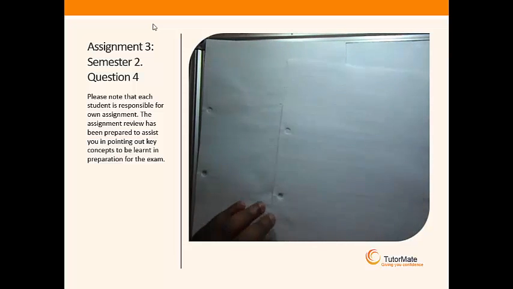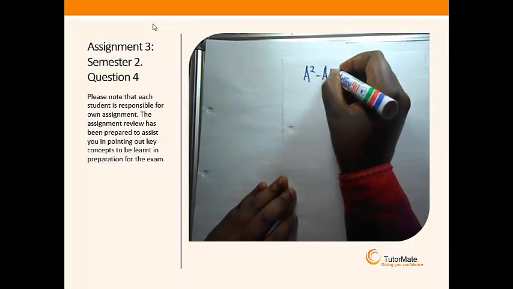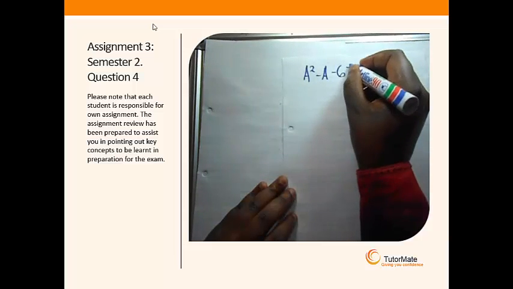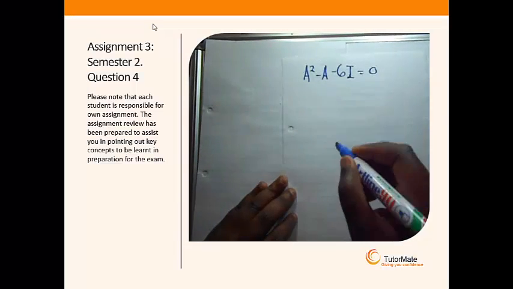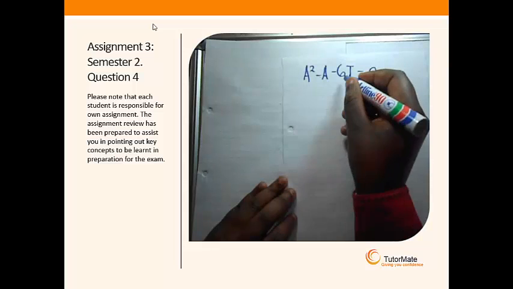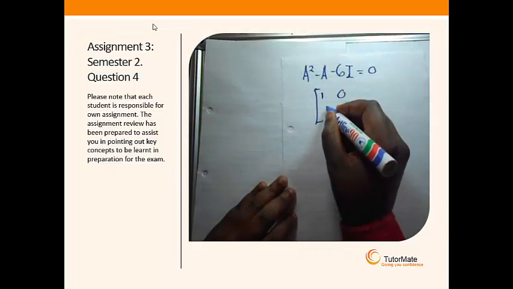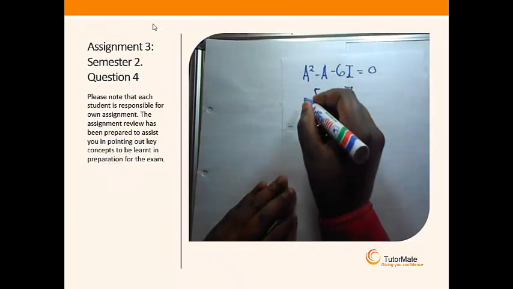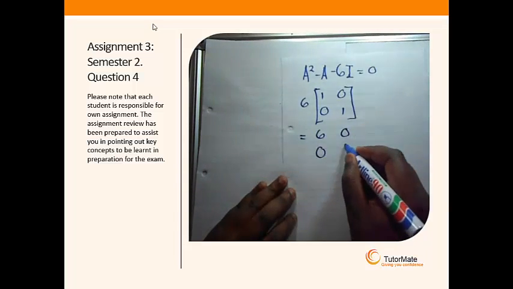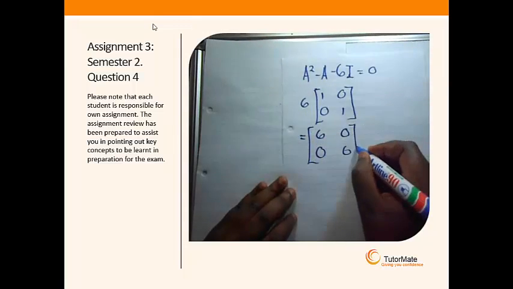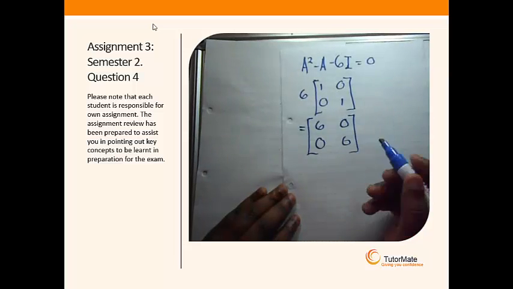So they are saying you have to prove that A squared minus A minus 6 times the identity matrix is equal to 0. So you have to calculate your 6 times your identity matrix. Your identity matrix is 1, 0, 0, 1 for a 2 by 2 matrix. If you multiply by 6, you are going to get 6, 0, 0, 6. So now you have all your matrices that you want to use.